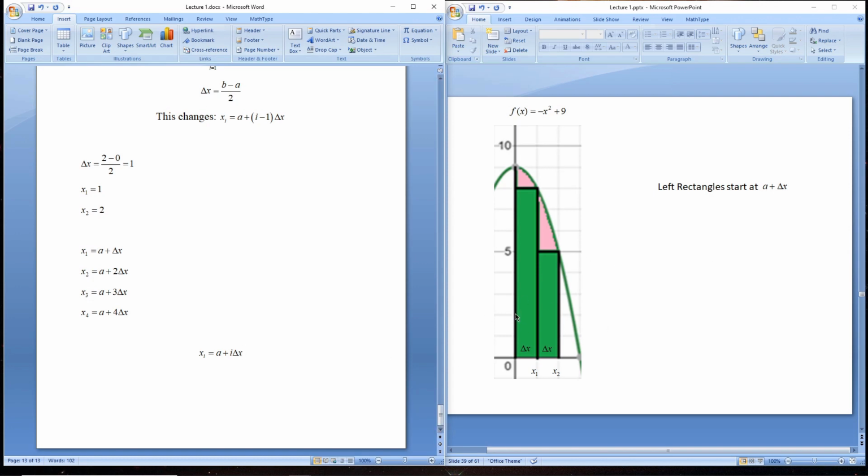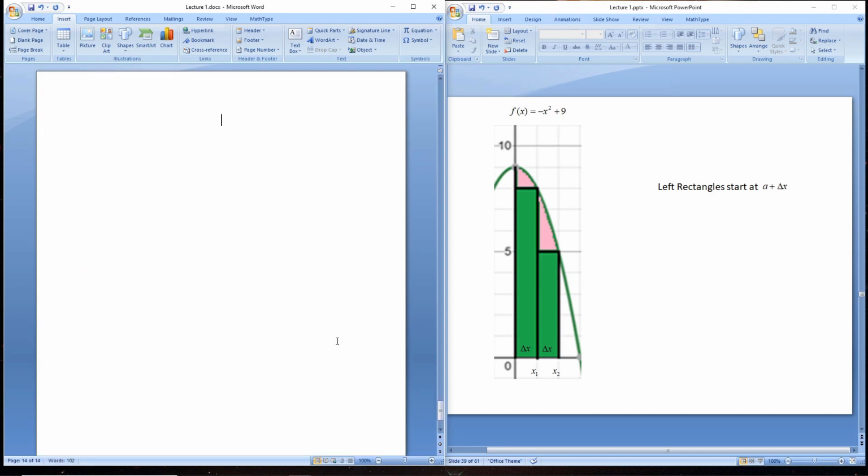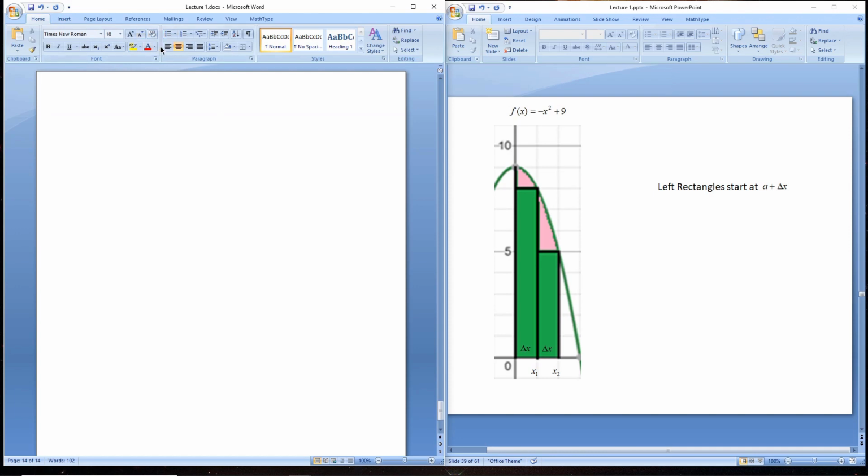So let's go back to the problem we're working here. We actually have two rectangles. And again, I think it's important to remember what you're given so that you know what you're supposed to be figuring out. So again, we're given the same thing as before because I haven't changed the problem at all. I've just gone from right rectangles to left. So we still have a starting position of a equals 0. We still have an ending position of b equals 2. And we're still using n equals 2 rectangles. And that's given to us. And then what we have to do with the given information is figure out the rest of the stuff.